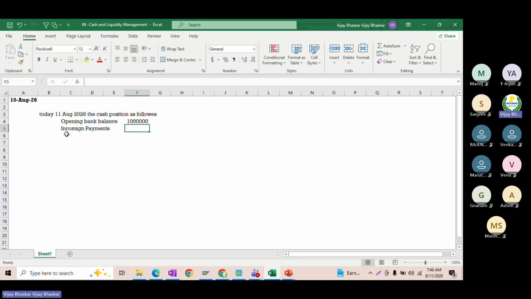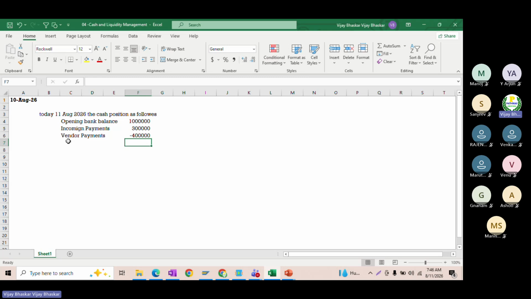Incoming payments which we have expected by today. We are not sure about only the opening balance which is lying in our bank account. But incoming payments, right? Let me understand here. Sorry, 3 lakhs. Yes. Now, let's say vendor or supplier payments. I'm just taking random figures for better understanding. Could be 4 lakhs.